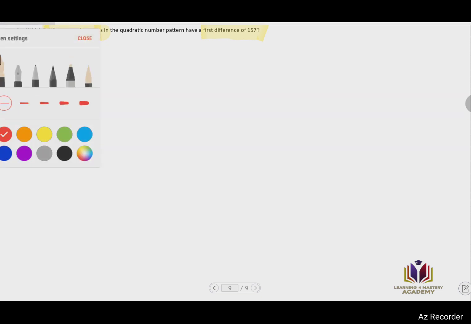Okay? Now, I'm going to take a detour before I can start solving the question. Okay? So, let's maybe start here. If I have, these are the terms of my quadratic number pattern. Okay?